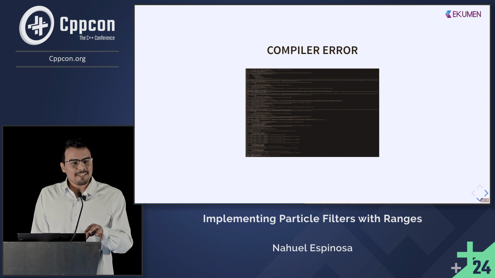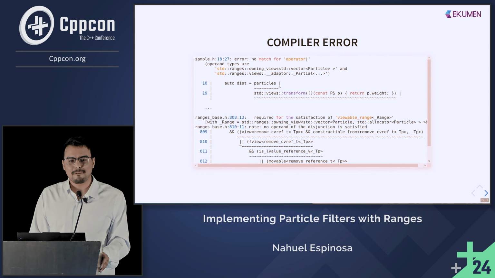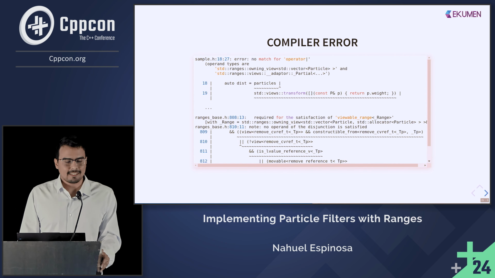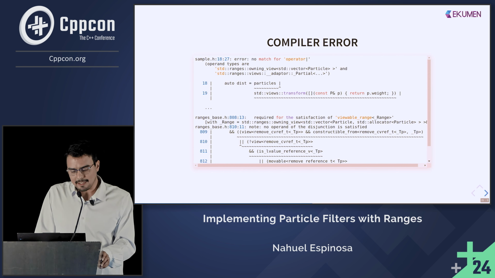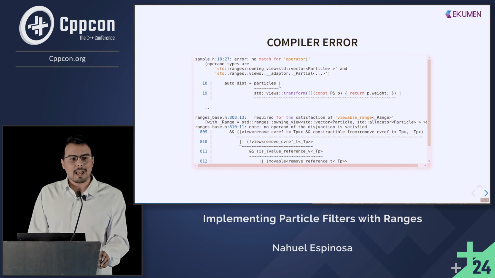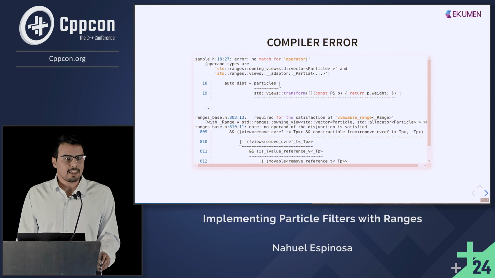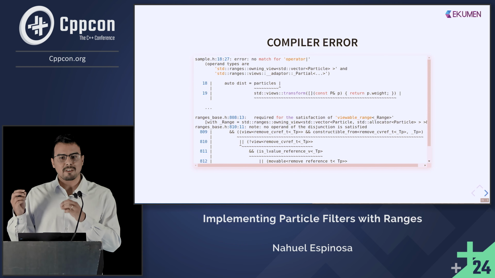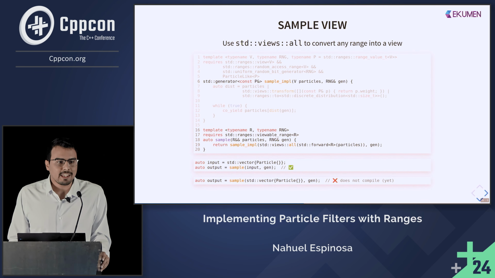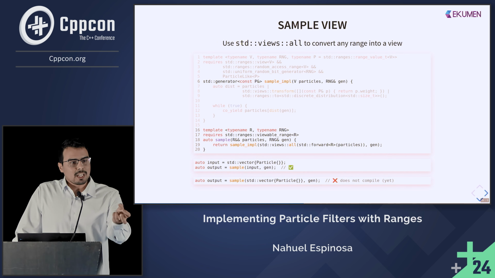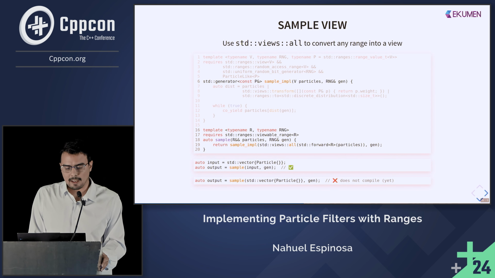But buried down there, I promise there is some useful information. I formatted the output here, and it says there's no match for operator pipe. The reason is that if we try to pipe our owning view without moving from it, that won't compile. We need to move our owning view into a pipeline for it to work. But we don't want to do that here because we want to keep the view to generate samples from it. So this is a special case in which we need something else.